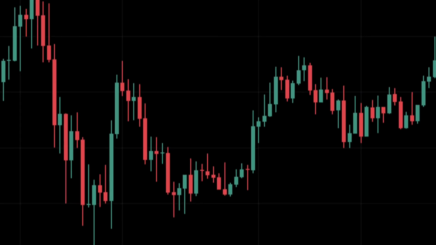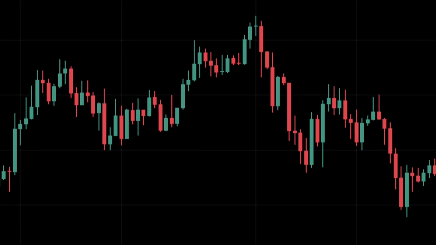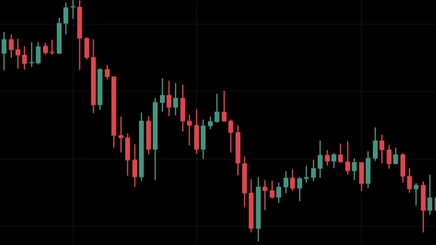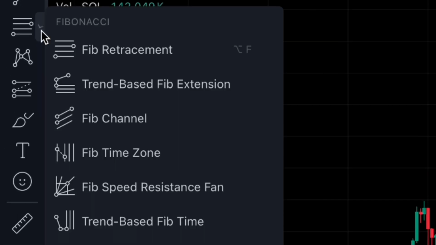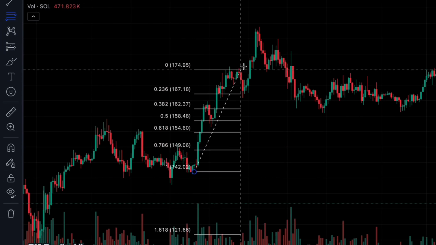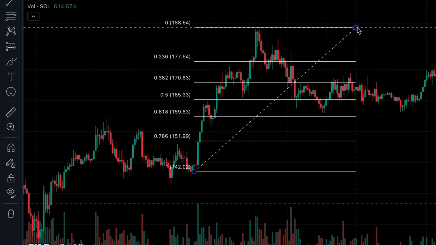It is clear that the correction will last for 3 waves, but it is not clear how deep it will go. To find out where the correction will end, we need a very famous tool on TradingView. The tool is called Fibonacci retracement. It should be stretched over the whole impulse, starting from the very beginning of the impulse and stretching to the end of the impulse. Now we have several levels.